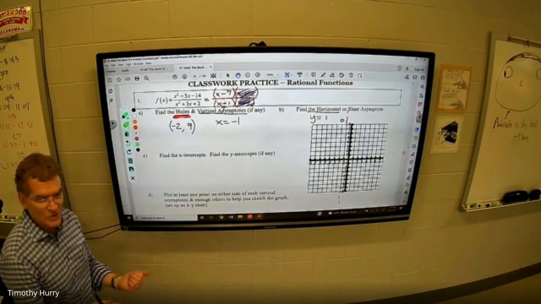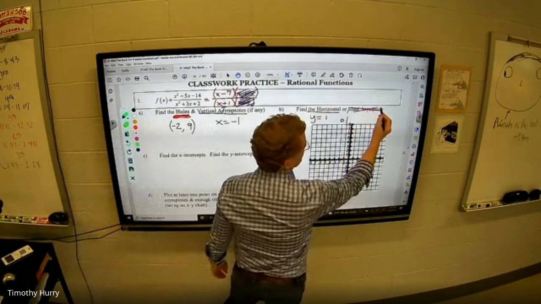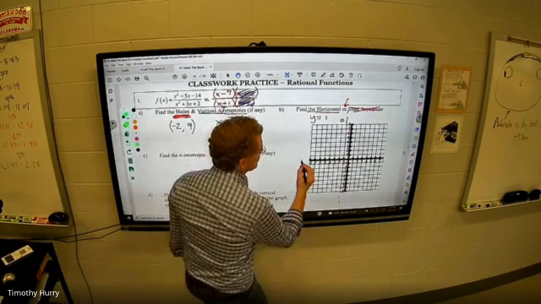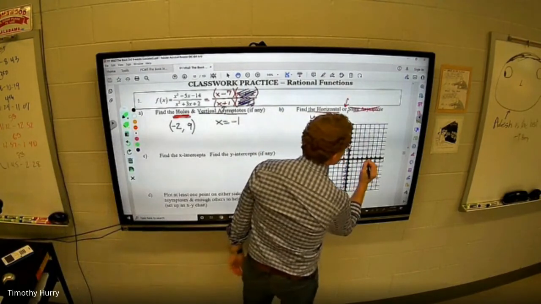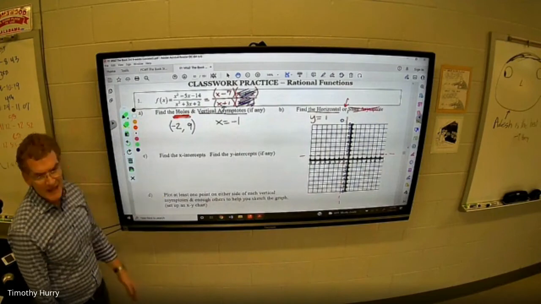And if it has a horizontal, will it have a slant? No. So there are no slants. You can only have one or the other. And I can mark that in here. Y equals 1. I'll follow that up. Now, can I find x-intercepts?